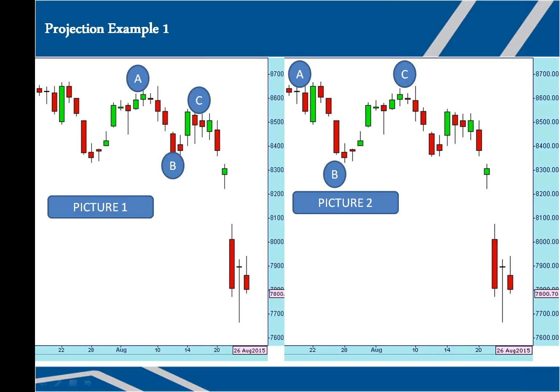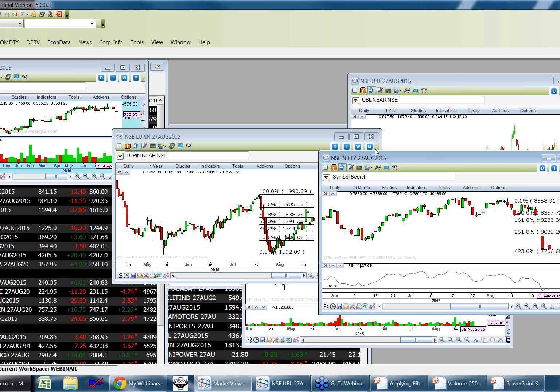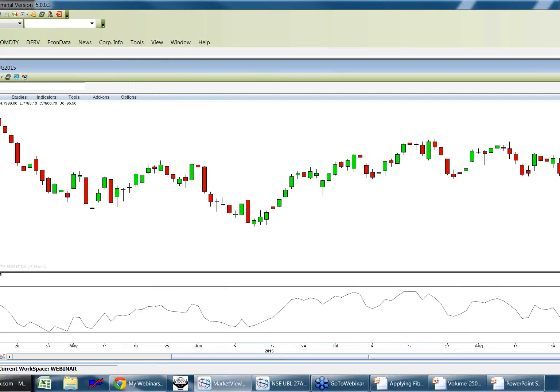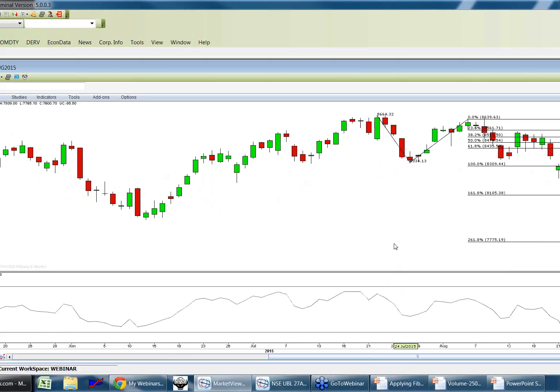We need to see which of the projections finds the best support. Well, we'll first draw the projection and then we'll come to this example. We need 3 points for a projection. Take this as point A, this decline to be point B, and take this to be point C. So we see here that at this level it's holding on.